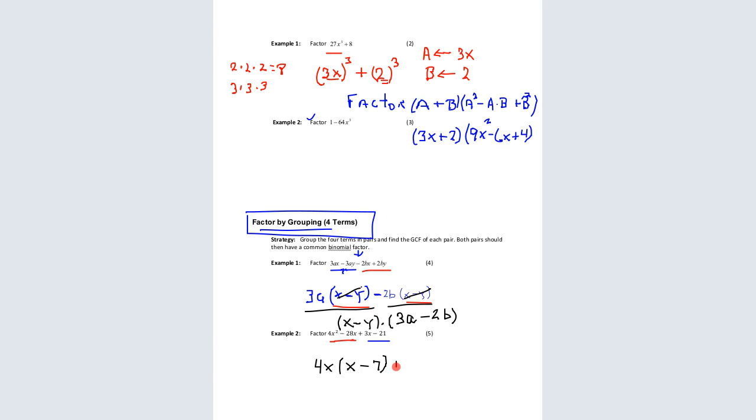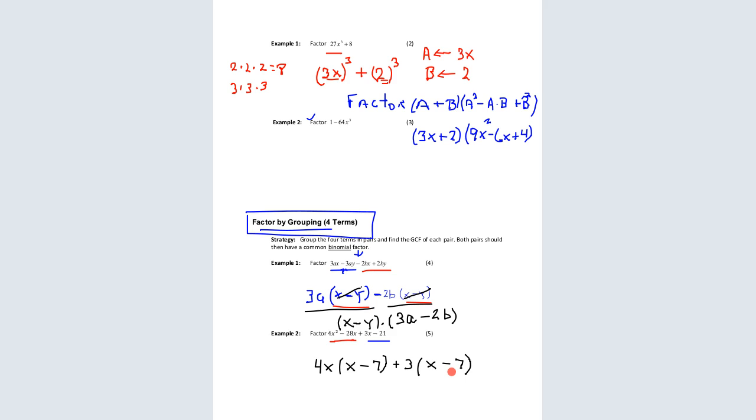This one has a plus connecting it. See that plus right there? I put a plus down. Whatever's connecting it, that's what we want to put down in front. This one has a common factor of 3. The blue one has a common factor of 3 for 3x minus 21. And notice that inside my parentheses again, I have x minus 7. So as long as these match, I've done it in a proper way that it's going to factor nicely.